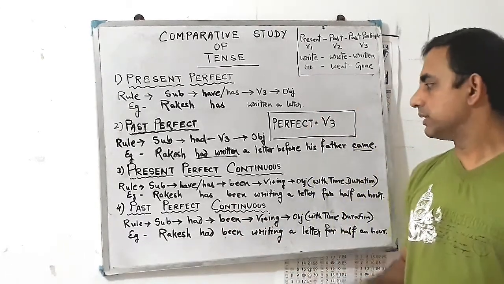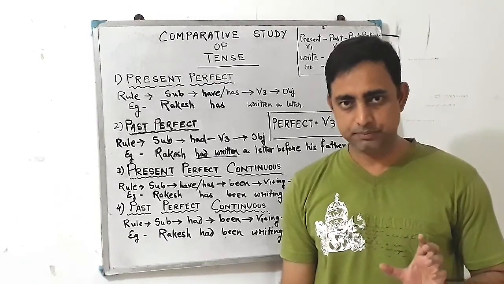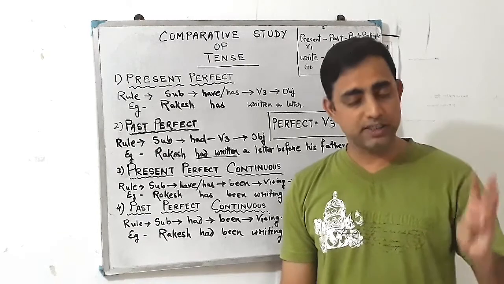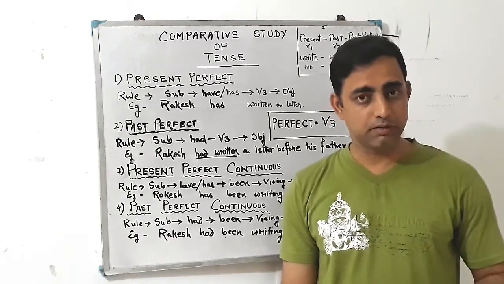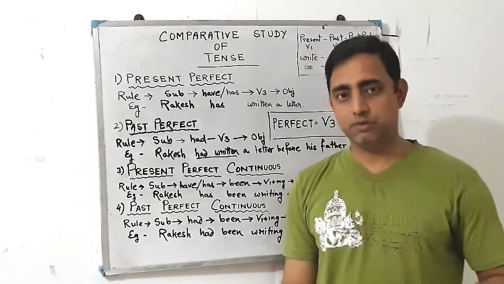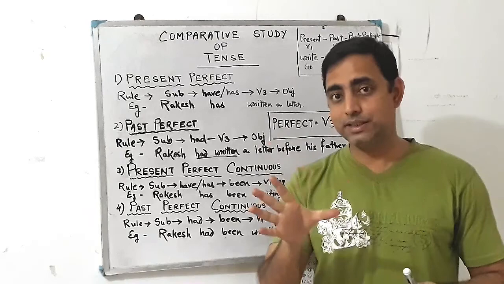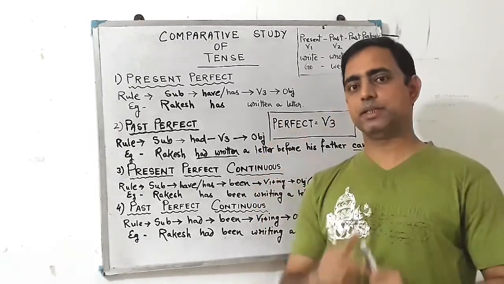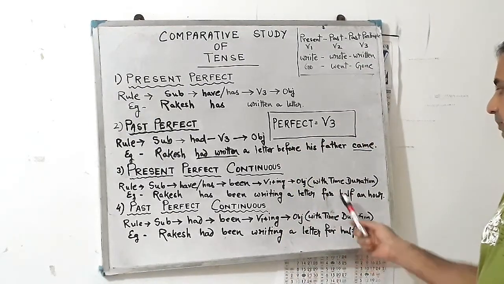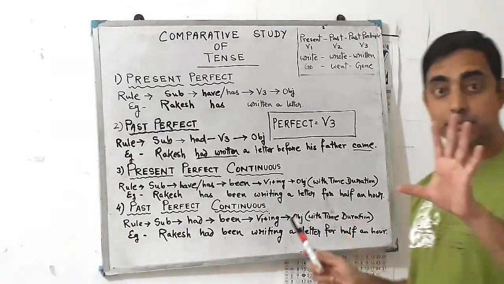Remember very carefully that whenever you are asked to write any perfect continuous tense, be it present perfect continuous, past perfect continuous or future perfect continuous, whenever you are asked to write or say an example of perfect continuous tense, you should compose a sentence that has some time duration. Time duration is very important. That means in perfect continuous tense, you need to have some time duration. What is time duration? I will discuss.